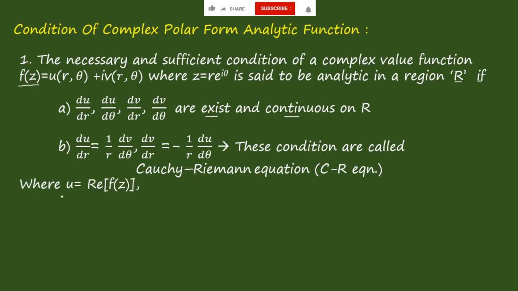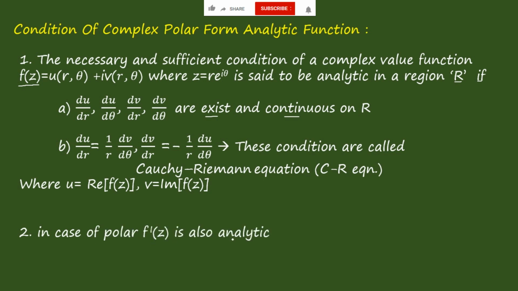As we know, u is the real part of f of z and v is the imaginary part of f of z. Coming to the second one: in the case of a polar form, f dash of z is also analytic, and f dash of z is given as e power minus i theta into du by dr plus i dv by dr. These are the conditions to say whether the given function is an analytic function or not in the case of a complex polar form.